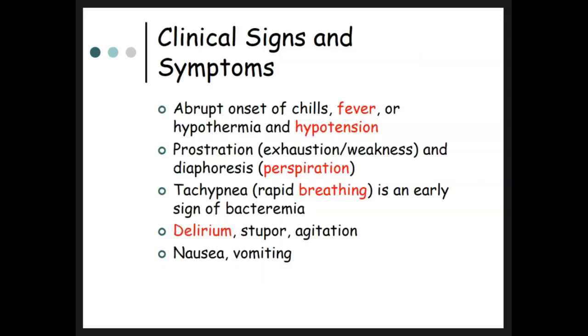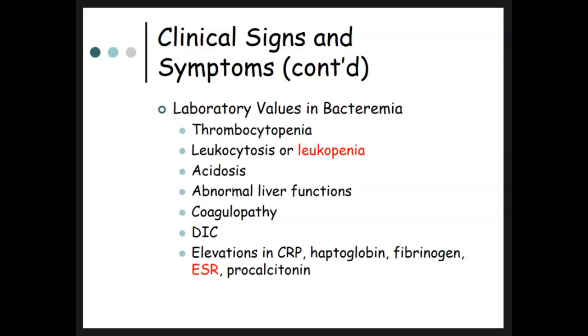What are the signs? Abrupt onset of chills and fever, hypothermia, so coldness, and hypotension, so your blood pressure drops, exhaustion or weakness, and extensive sweating or perspiration, rapid breathing, that's an early sign of bacteremia, delirium, and then nausea and vomiting. So what are we going to see in the lab?